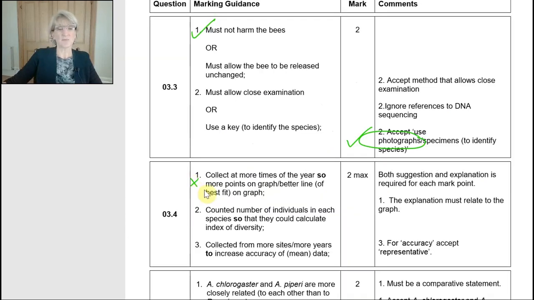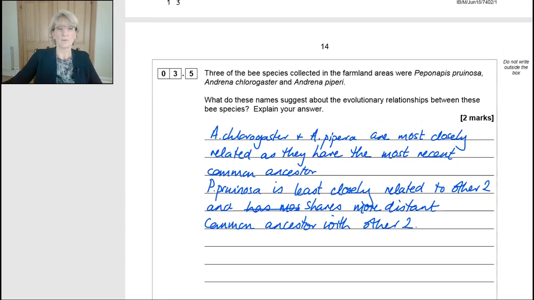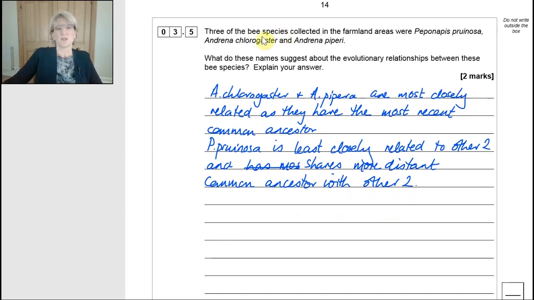Right, I wouldn't have got that because I didn't talk about the line of best fit. I wouldn't have got that mark. Collected from more sites to increase the accuracy. Because I did write 3 and I only got 1 correct answer, I am actually going to play it safe and say that I didn't get a mark here. So I'm going to give myself a read the question response so that I absolutely keep to only talking about 2 answers. Next question.